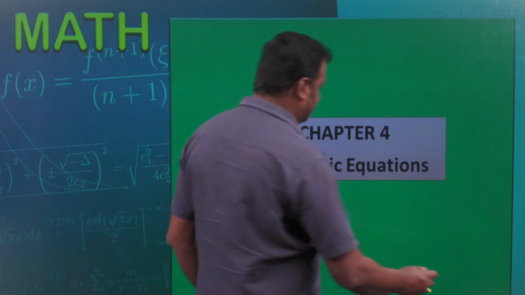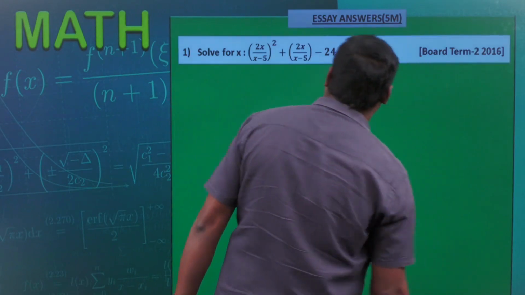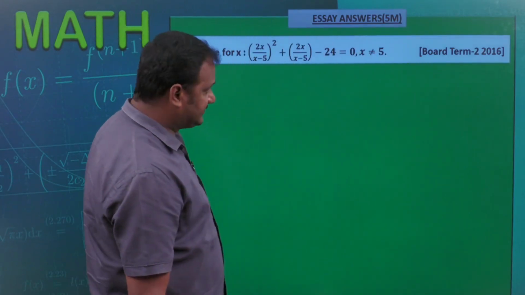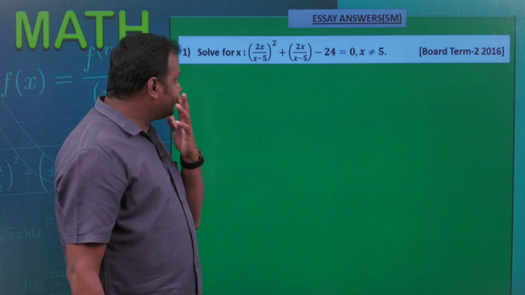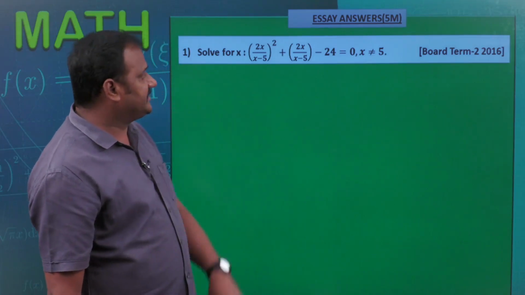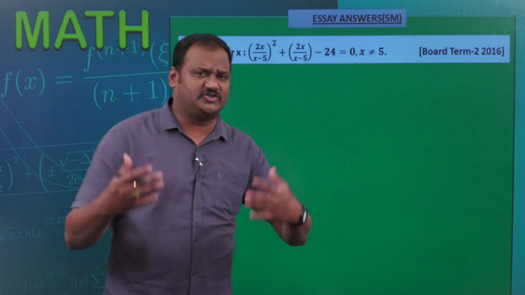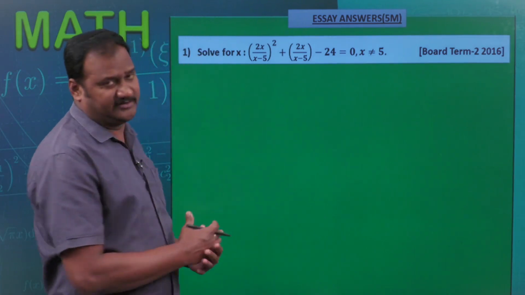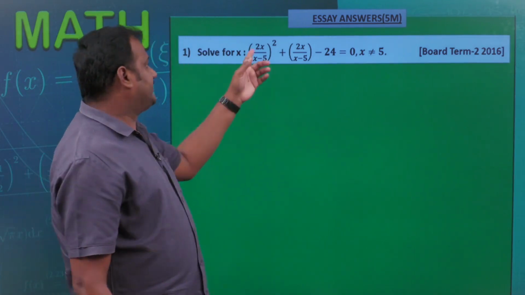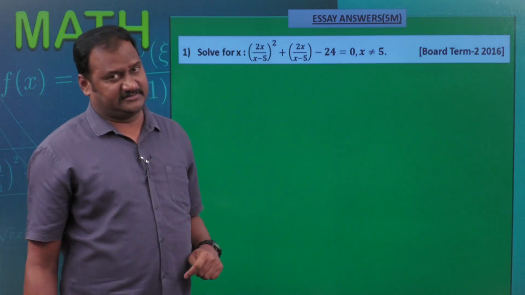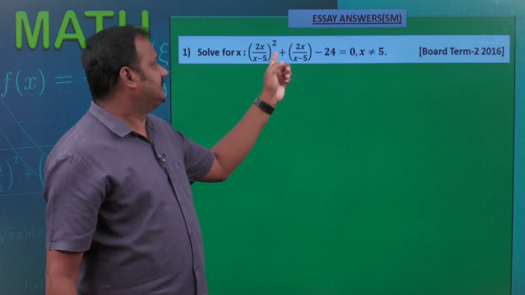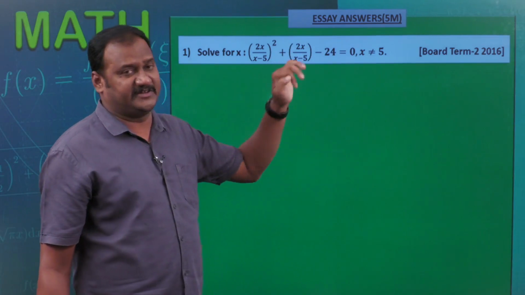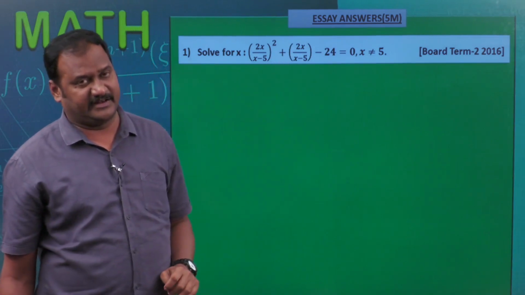So coming to the first problem, here the first problem is solve for x: (2x/(x minus 5)) whole square plus 2x/(x minus 5) minus 24 equal to 0. What is your strategy in order to solve this problem?